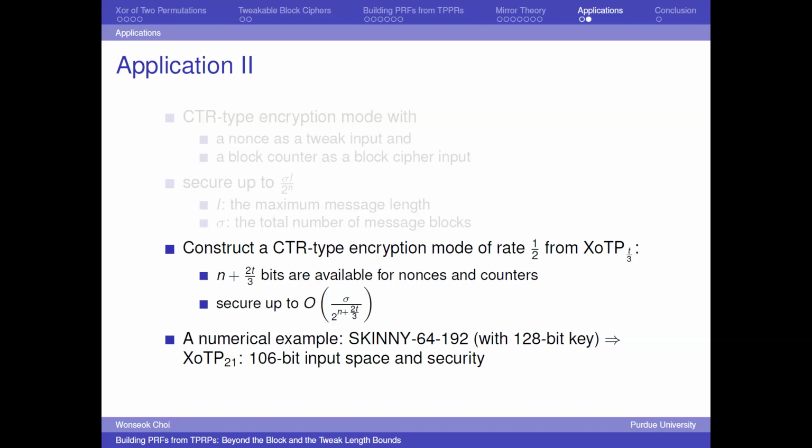And as another numerical example, if we use Skinny-64/192 with 128-bit security, then actually using XOTP, one can build a beyond-100-bit secure random function, even though this Skinny function actually takes a 64-bit message and outputs a 64-bit ciphertext.